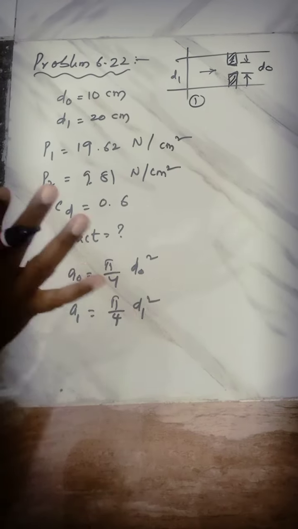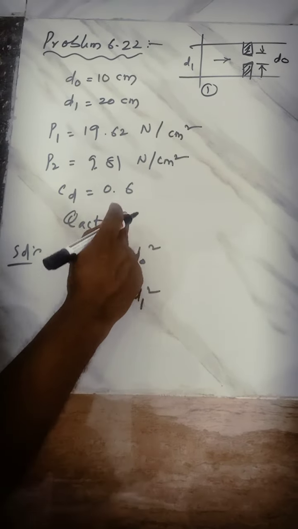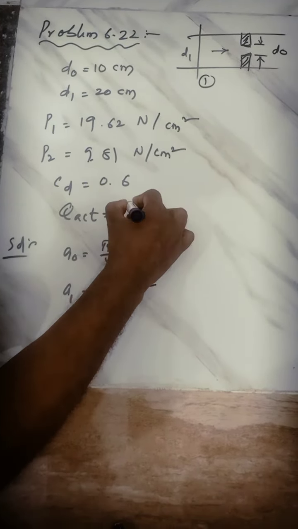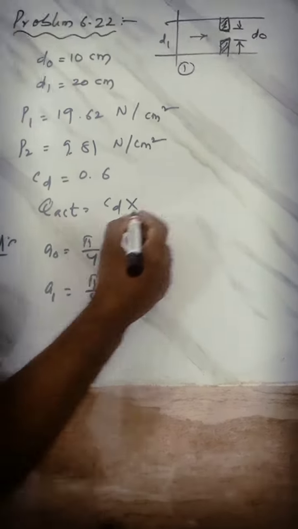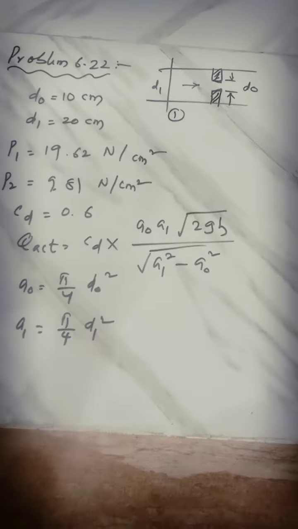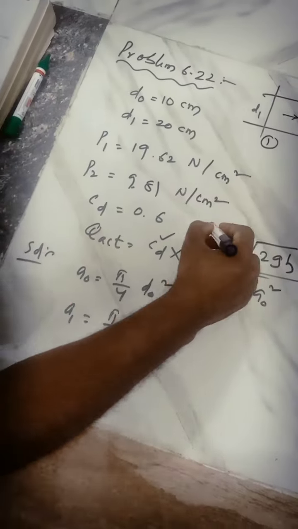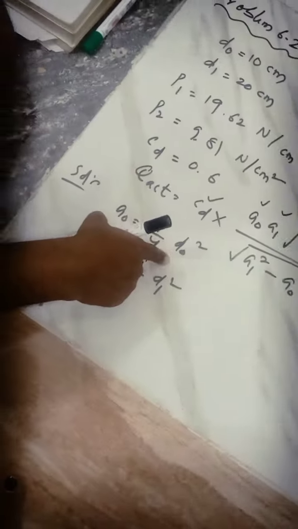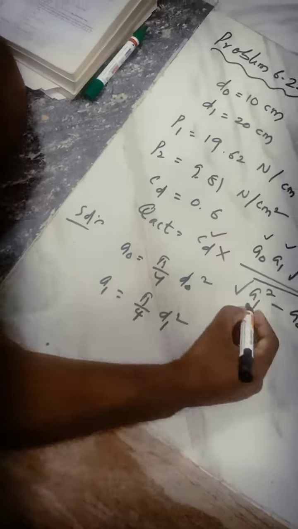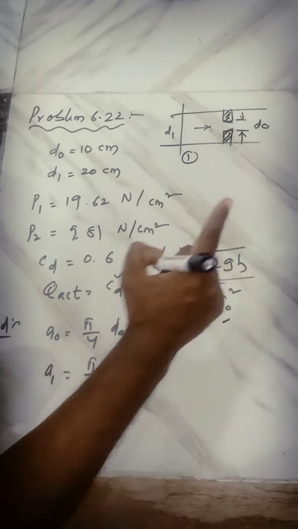So friends, our equation for CD or Q actual, let me write here only. Q actual is equal to, the formula is CD into A0 A1 root of 2gH by square root of A1 square minus A0 square. This is our equation to calculate Q actual. CD is there. A0, A1 we also found from the given D0 and D1. 2gH, g is constant 9.81, H is the only unknown.